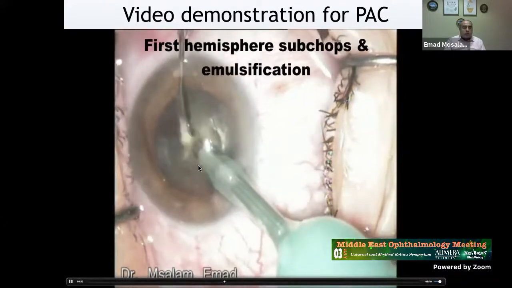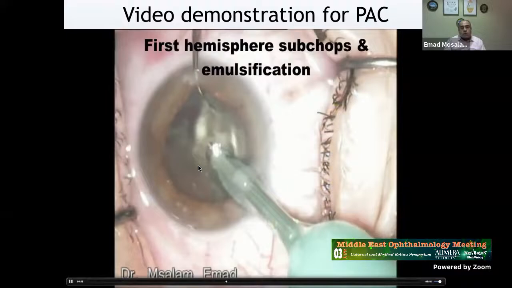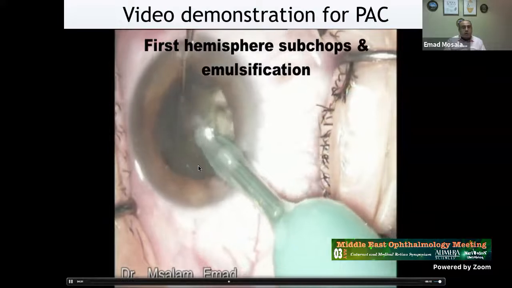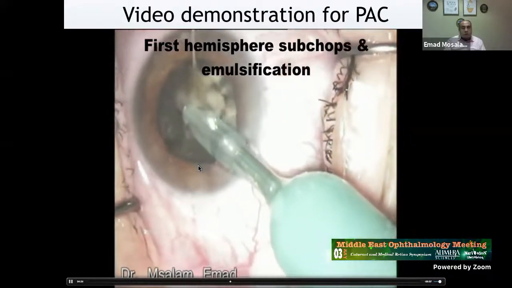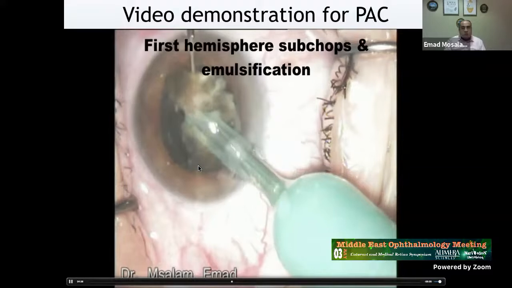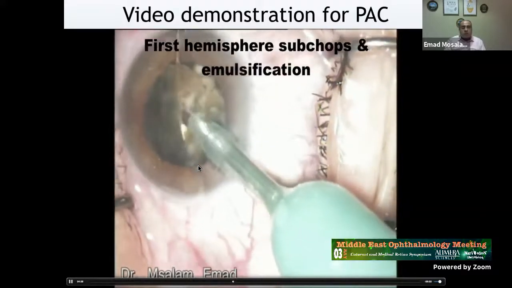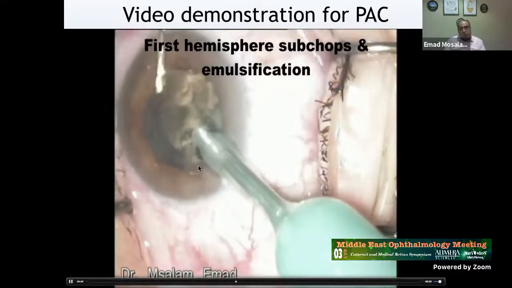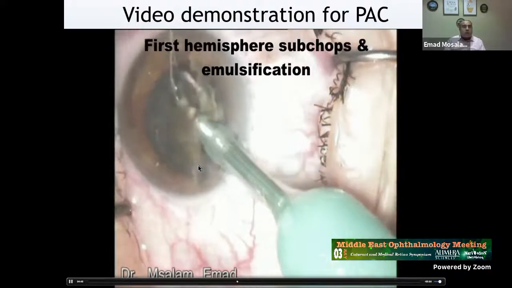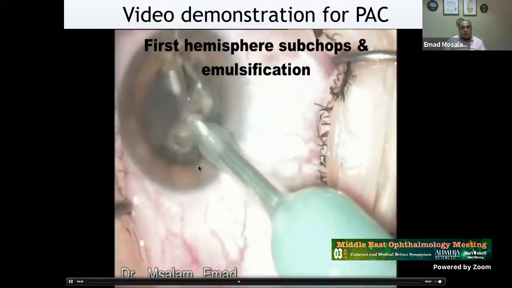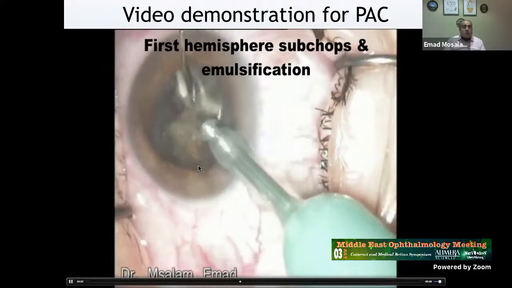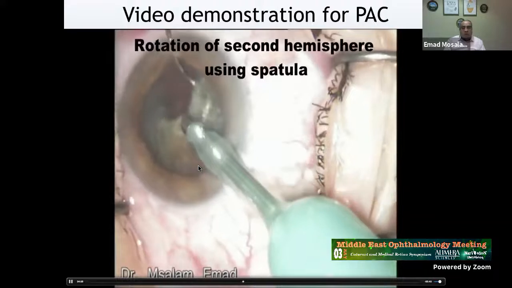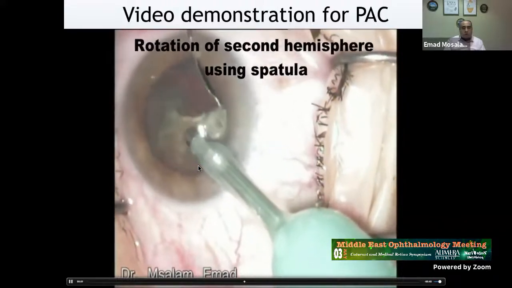And as you see, it's coming easy using that spatula, crushing the hard material to make it smaller and easier for aspiration. As you see how we are chopping all the hard material, and it's minimizing ultrasound, using mechanical force all the time to minimize the use of ultrasound. Little rotation, and we are going for the second half.